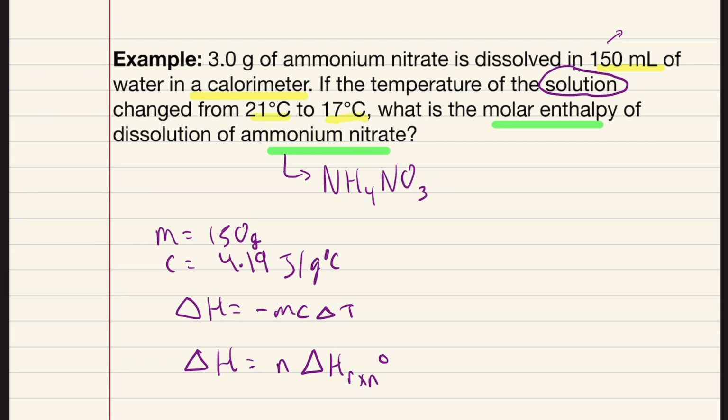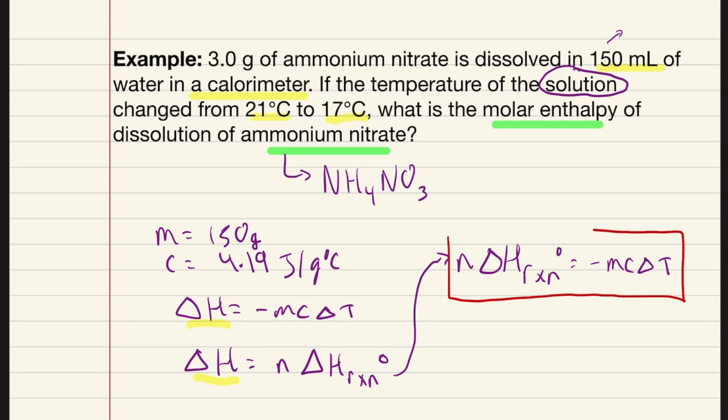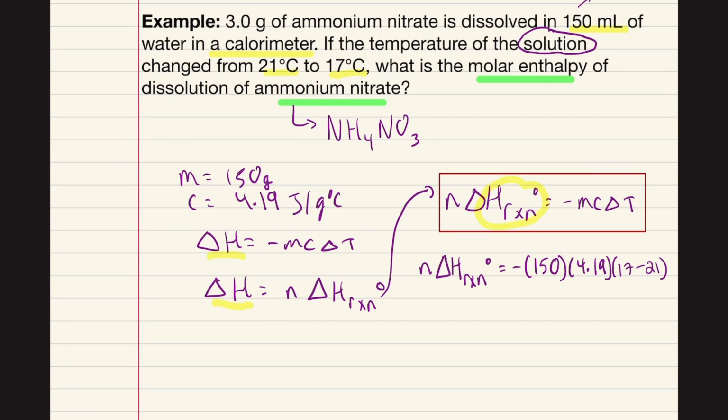And so what we could say is, since this equals delta H, and this also equals delta H, and enthalpy change is enthalpy change, then we can say that n, the moles, multiplied by the molar enthalpy of reaction, is also equal to the negative mc delta T. And we can often use this key formula here to help us get the molar enthalpy of reaction, this variable here, given calorimetry data. First, using all the data of the calorimeter, I plug it all in.